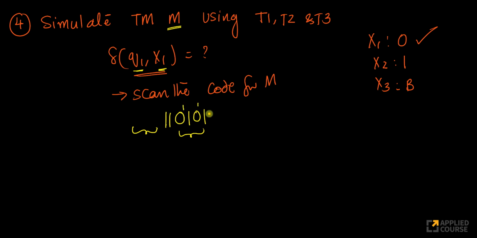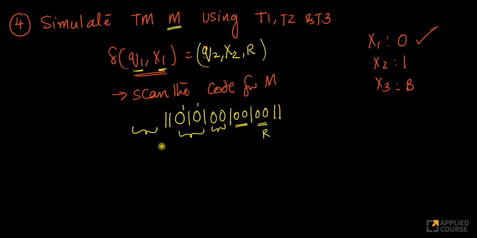This is 0 power 1, 0 power 1. Then let's assume I have 2 zeros after this, 1, then 2 zeros, double 1. Now I'll read this. What does this 2 zeros basically mean? This means on Q1, X1, I should transition to Q2, and instead of X1, my tape symbol should be X2. What is X2? X2 is nothing but 1. And I should move right, so this implies right. So what I've done here is scan the code for M for this transition.